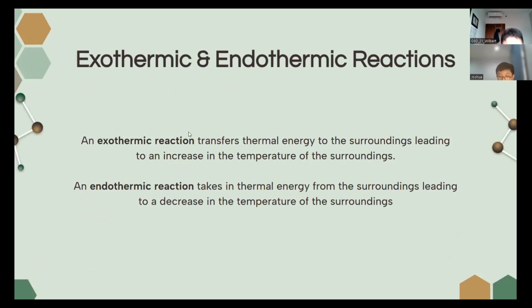Exothermic and endothermic reactions. An exothermic reaction transfers thermal energy to the surroundings, leading to an increase in the temperature of the surroundings. So the thermal energy in the surroundings will increase because of an exothermic reaction. And an endothermic reaction takes in thermal energy from the surroundings, which leads to a decrease in the temperature of the surroundings. So the thermal energy will decrease in an endothermic reaction.